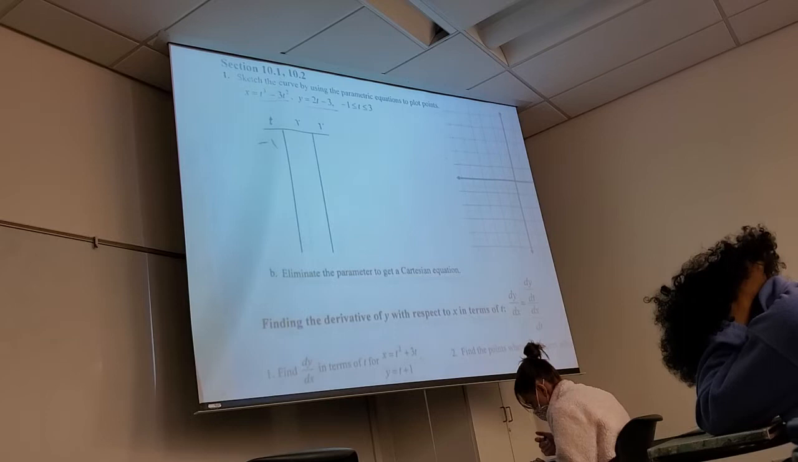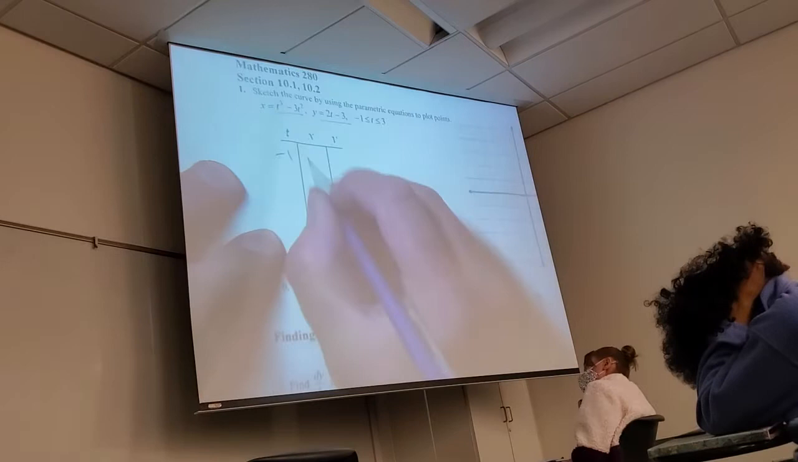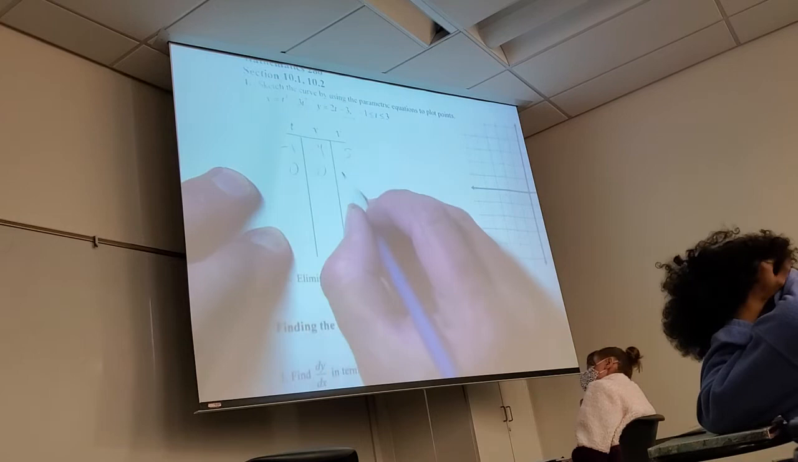So if t is negative 1, what do I get for x and y? Negative 4 and negative 5. Negative 4, negative 5? Yeah. Right, I'm going to crowdsource this. 0, negative 3. 1.